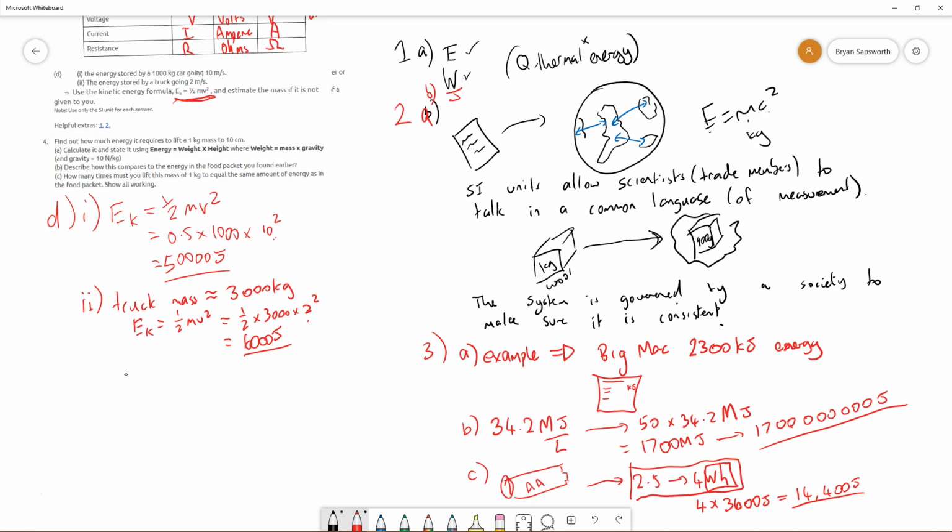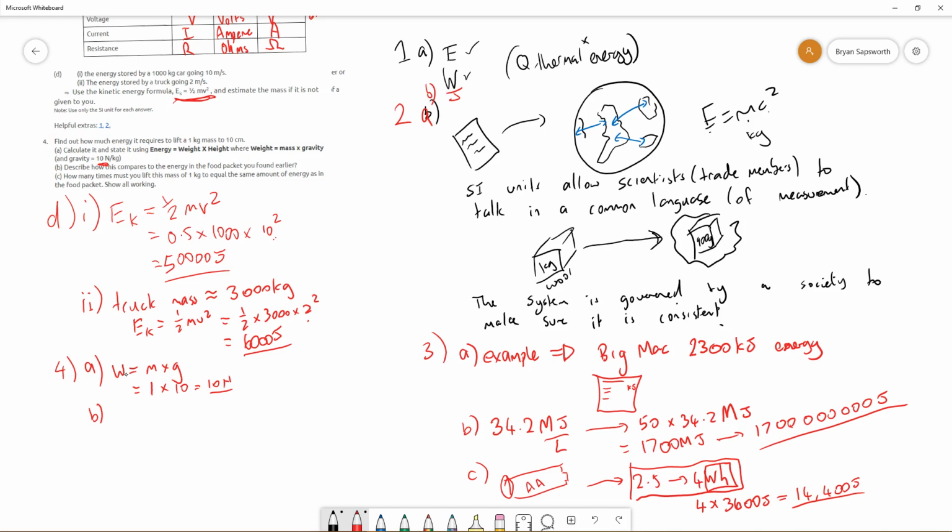Okay. 4. Find out how much energy it requires to lift a 1 kg mass to 10 centimeters. Calculate it and state it using energy equals weight times height, where weight is equal to mass times gravity. So let's do the weight equals mass times gravity first. So our mass is 1, and we're going to multiply it by gravity, which is 10. So gravity is 10. And that will give you what we call 10 newtons. Weight is a force. We look at weight more later.